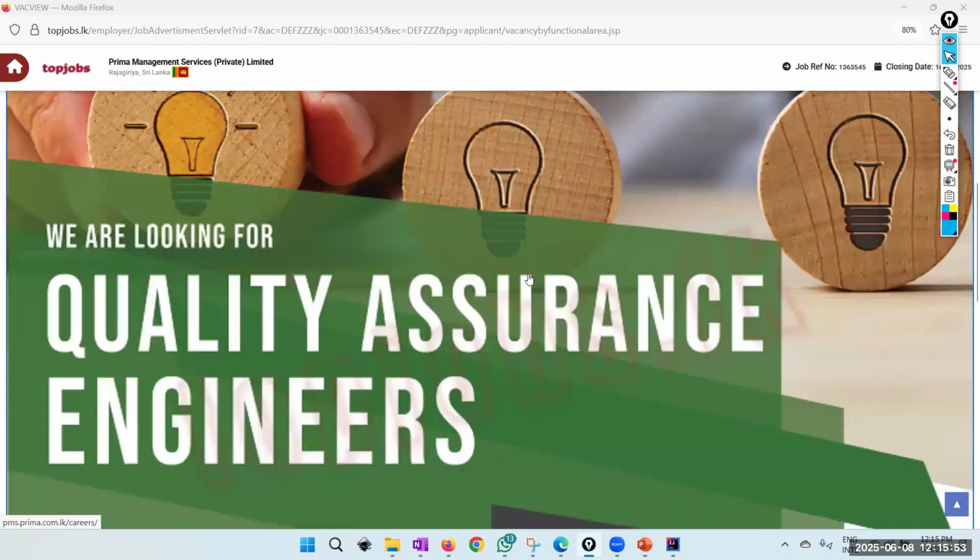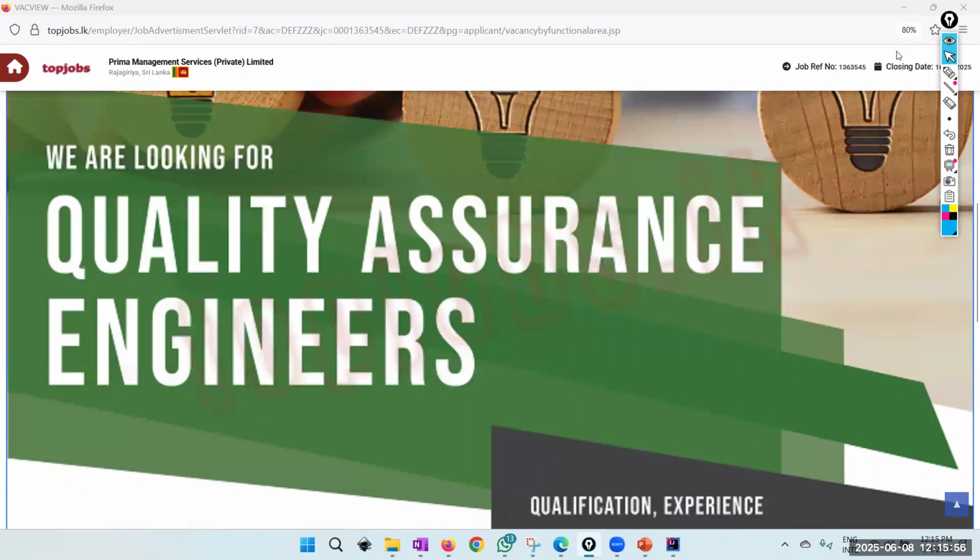But this is not software development, right? This is not software development, but this is also another part in your career. Okay.